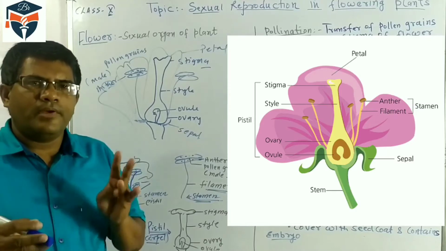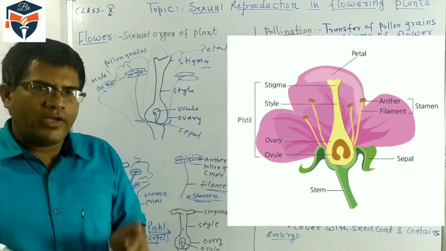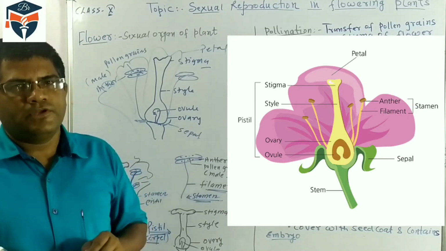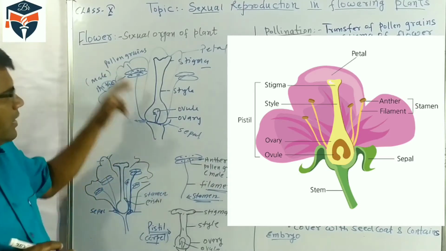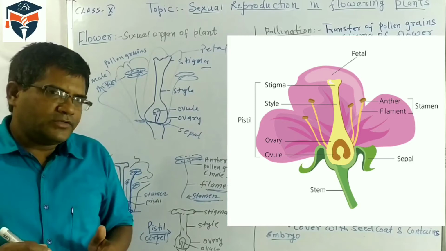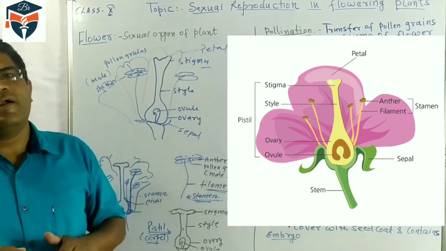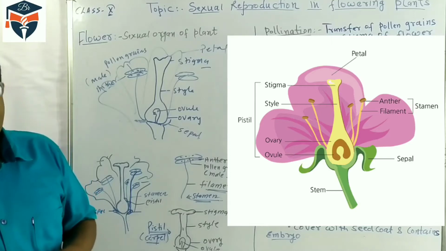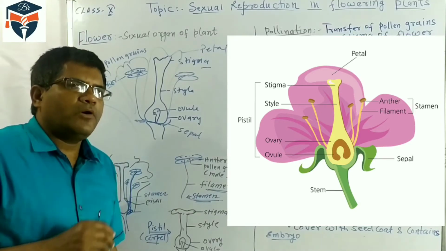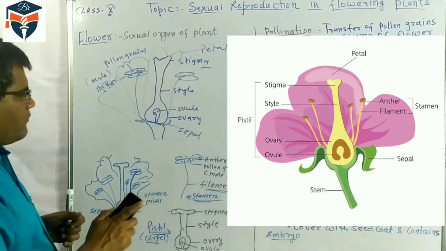Stamen is the male part of the flower, whereas carpel or pistil is the female part of the flower. So in the male part of the flower, pollen grains are formed, and in the female part of the flower, the ovule, and inside the ovule the egg is developed. So this is all about the structure of the flower.